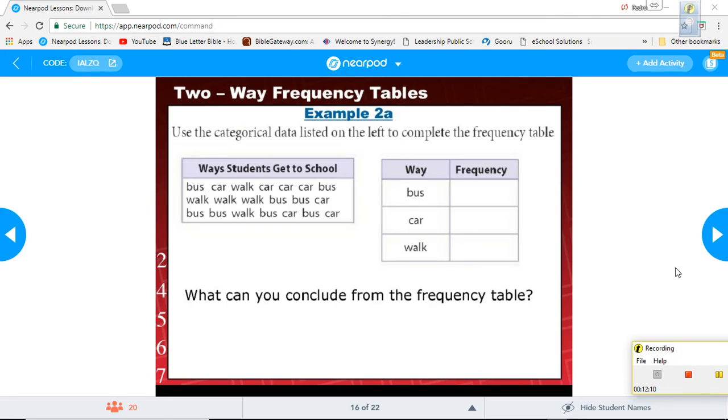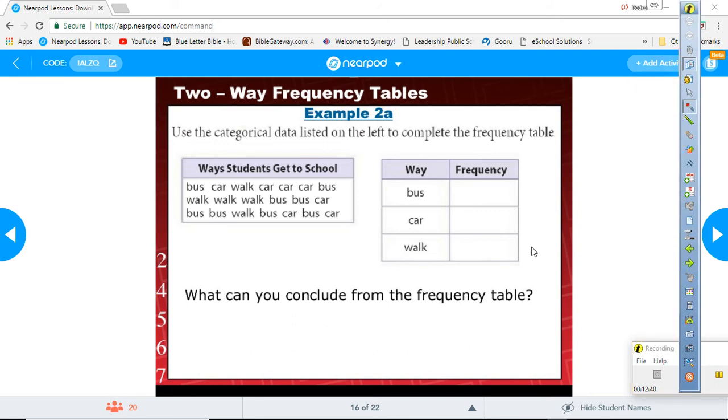Here it goes. It says, example 2A. Pay attention, please. It says, use the categorical data listed on the left to complete the frequency table. Now look up. This data, look at it. Do we have any numbers in this data? No, that's why it's categorical. But we're going to transfer that into this table right here. Now check this out. This table has a specific name.